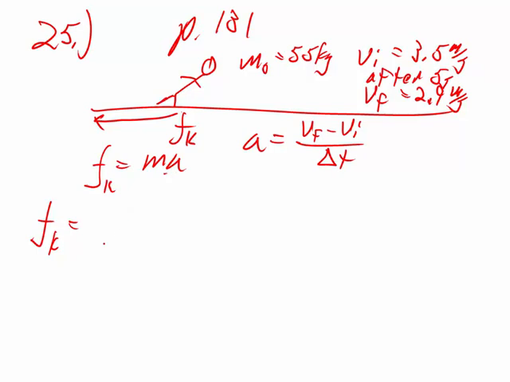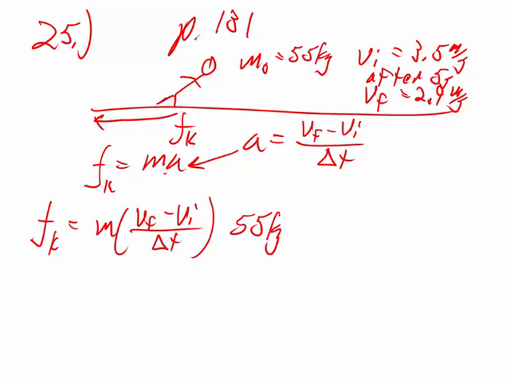Well, since we don't have acceleration, but we do have velocity, let's just substitute this right there. And so we have what? So we have the mass times V final minus V initial over the change in time. So now let's plug in. We got 55 kilograms. All right. Times, well, the final was what? 2.9 meters per second minus 3.5 meters per second divided by 5 seconds, right?